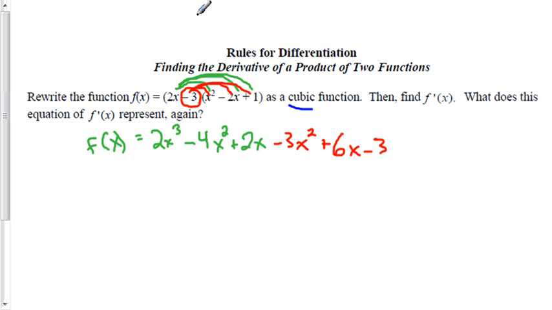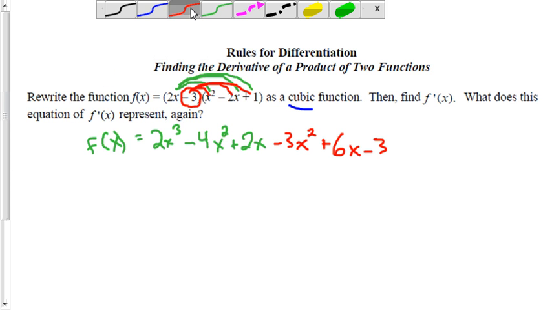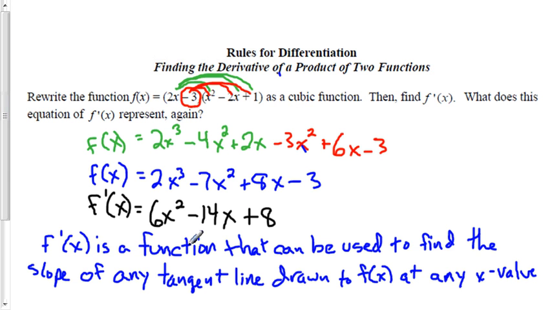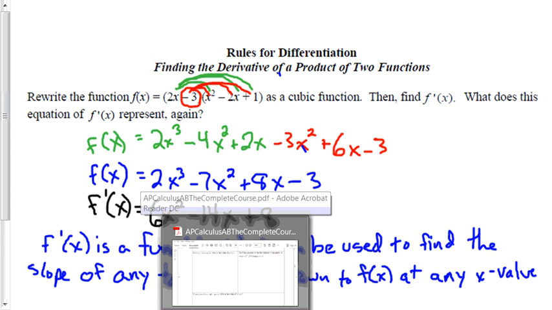So we take each and every term in the first parentheses and multiply it by each term in the second parentheses, and now we're going to combine like terms. And now we're going to take the derivative using the power rule, so we're going to take the power rule of each and every term. Derivative of 2x cubed is 6x squared. Derivative of negative 7x squared is negative 14x. Derivative of 8x is 8, and the derivative of negative 3 is 0. So the derivative is 6x squared minus 14x plus 8, as we just said, and the derivative is a function.